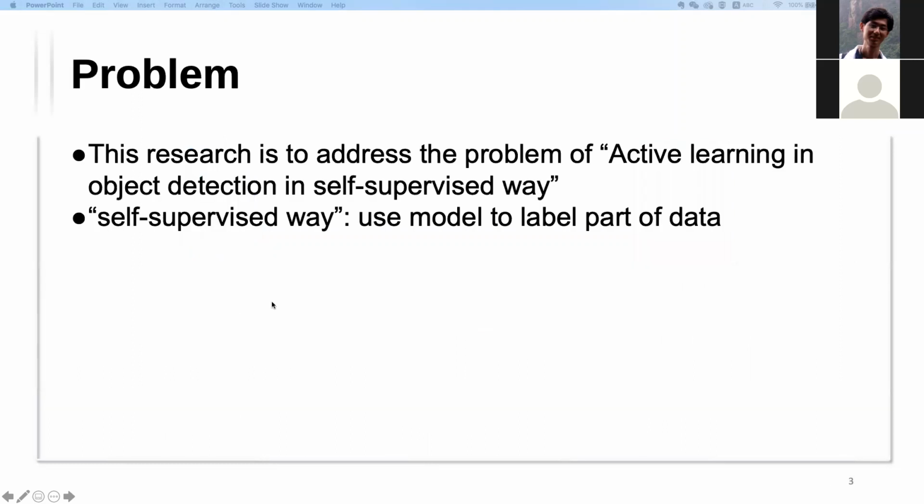This research is trying to address the problem of active learning in object detection in a self-supervised way. Here, self-supervised means we use the model to generate pseudo labels for some of the data.